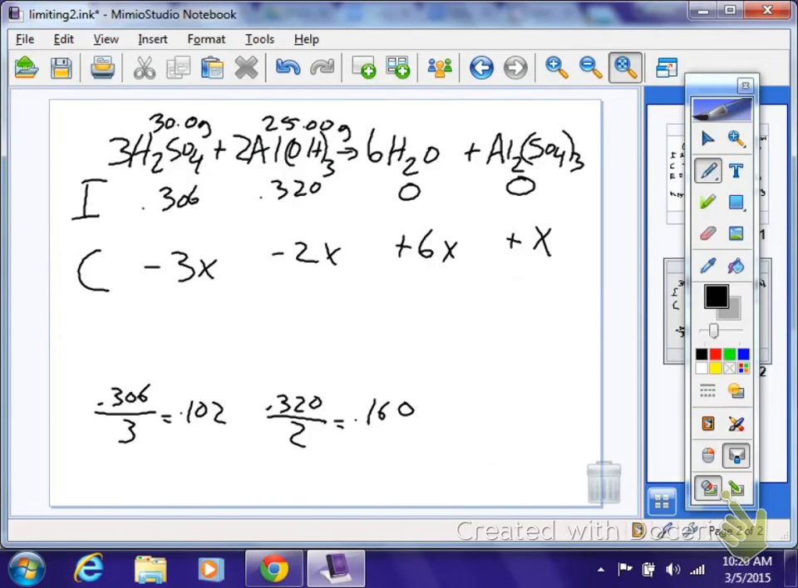Now, this automatically tells me which one's limiting. At this point, I can answer the question. So which of the two, H2SO4 or aluminum hydroxide, is limiting? H2SO4, because it's the lowest number of moles. See, it's going to produce less product if I use that as my x. 0.160 is going to produce more product if I use that as my x. Well, I can't produce any more product than my limiting allows me to do, the 0.102. That one's going to be my x.